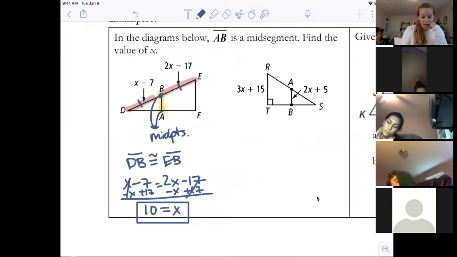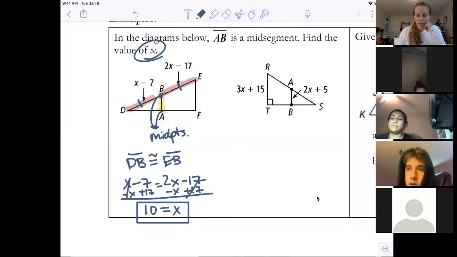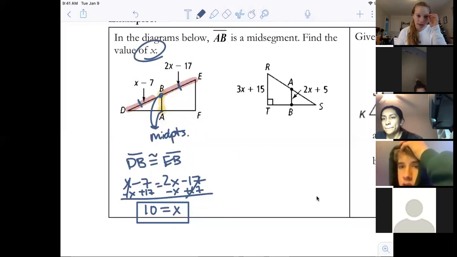It just says find the value of x, so I don't have to do any more work from that. I found x, that was it. Any questions so far? All right, the next one, the same idea is happening.